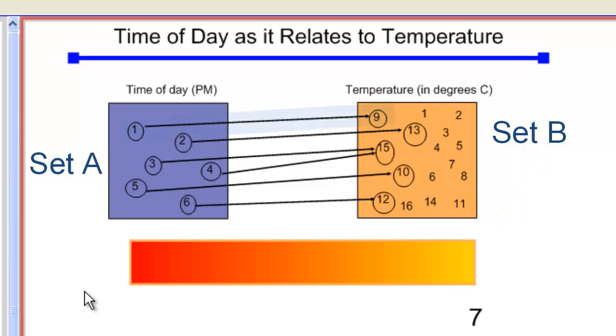And notice how at 1 o'clock the temperature is 9 degrees Celsius. At 2 o'clock it's 13 degrees Celsius. At 3 o'clock and at 4 o'clock it's 15 degrees Celsius, and we'll talk about what's happening there momentarily. At 5 p.m. it is 10 degrees Celsius, and at 6 p.m. it is 12 degrees Celsius. Every time of day has a temperature. Now, if I would put 7 in the box where it does not have a match, then this can no longer be a function. Every member of the domain has to be paired with a member of the range. So having a random domain member is not a characteristic of a function.